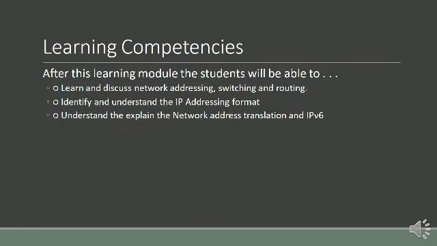Learning Competencies. After this learning module, the students will be able to learn and discuss network addressing, switching, and routing. Identify and understand the IP addressing format. Understand and explain network address translation and IPv6.